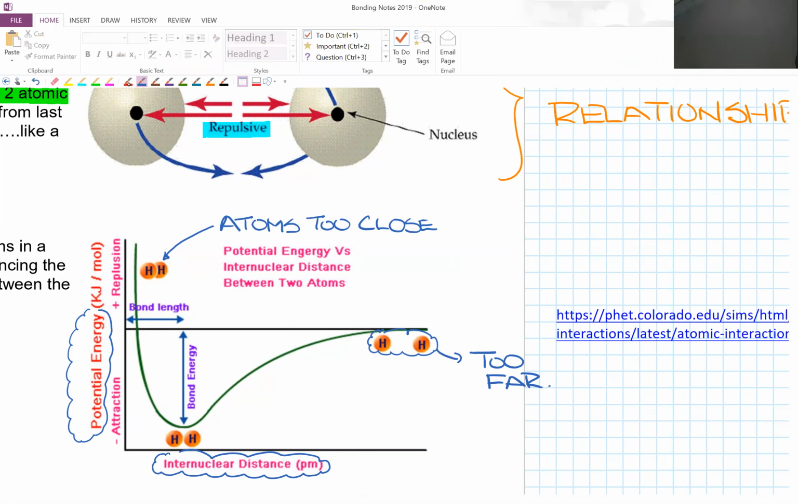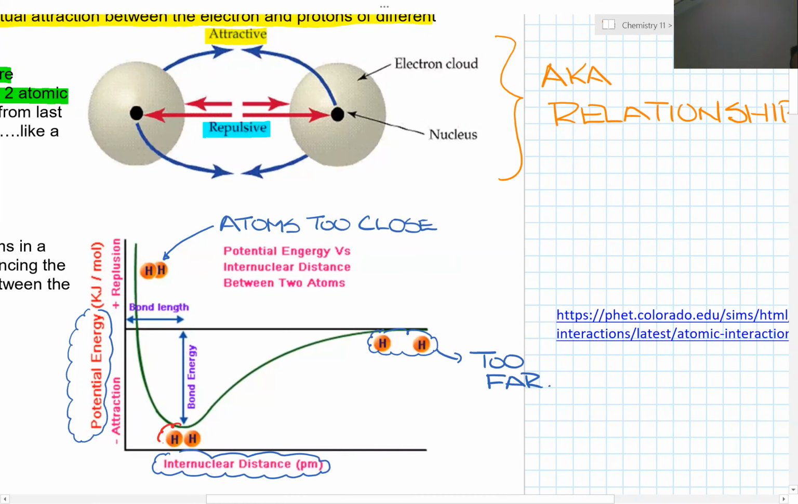And here, at this lowest energy, is just right. In this case, there's a good balance between the repulsions and the attraction between two atoms.